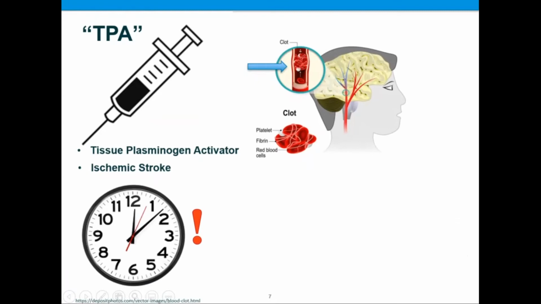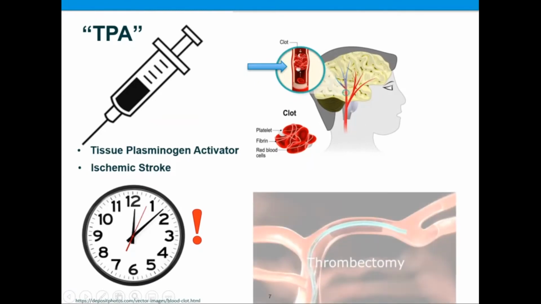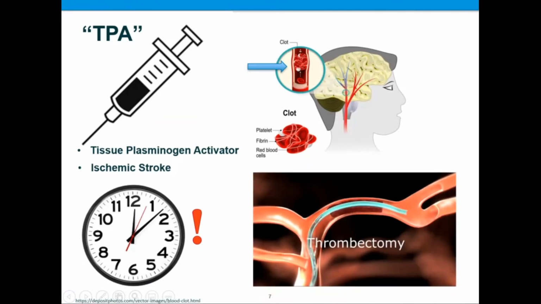Another technique used to stop a stroke in its tracks is a thrombectomy, a surgical procedure used to remove a blood clot by inserting a catheter into the blocked blood vessel, restoring blood flow.